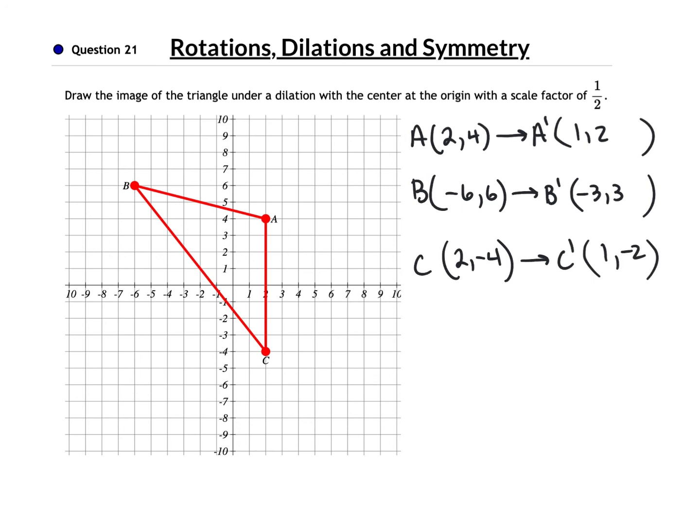Let's plot those 3 points. And we get a dilation of scale factor 1/2. Each side would be half of the original, and the area, since it's measured in squares, which have a length and a width, and each length and width is half the size, the area would be 1/2 times 1/2, or 1/4 the size of the original figure.